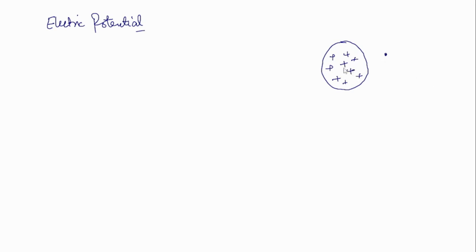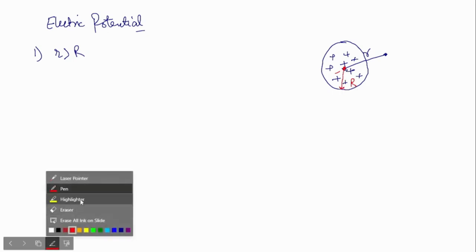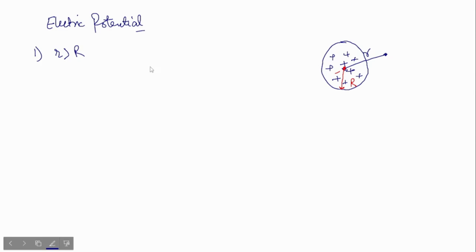That is the work done in moving a unit charge from infinity to the required point. The first one is outside, when small r is greater than capital R. Suppose this is our center. I'm writing it directly, you can also do it: Vp is equal to kq by small r. The second case, when small r is equal to capital R, this is point P.